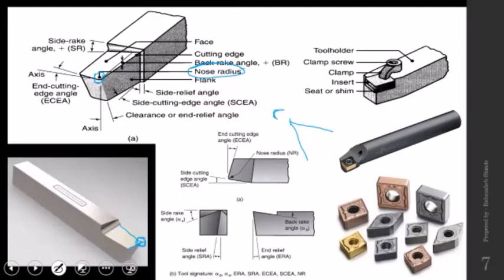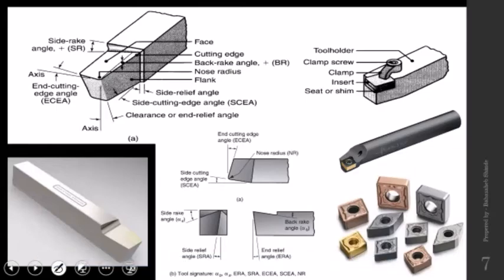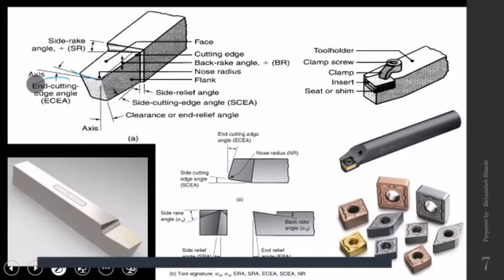And additionally, the inclination of those two cutting edges will be represented by the inclination of this edge, the end cutting edge angle, and the inclination of this edge is indicated over here, and that is called the side cutting edge angle. So end cutting edge angle and side cutting edge angle are the inclinations of the major and minor cutting edges.